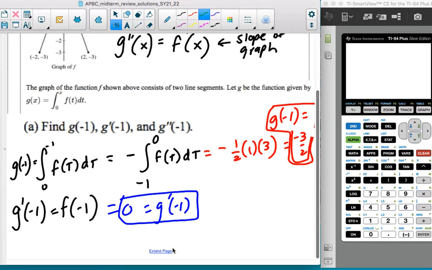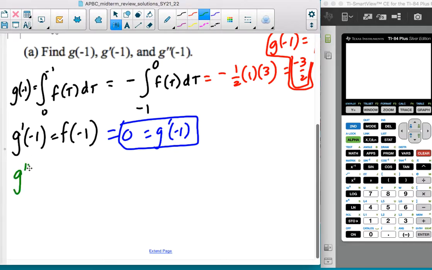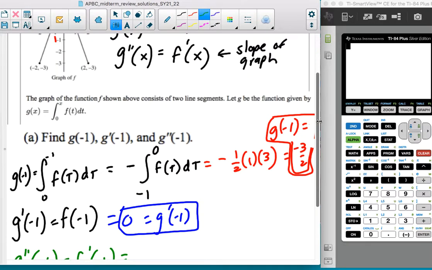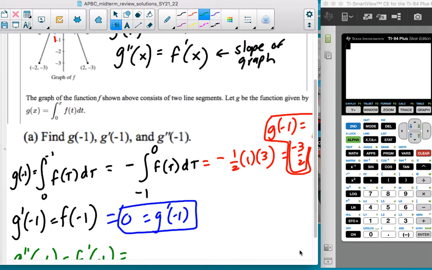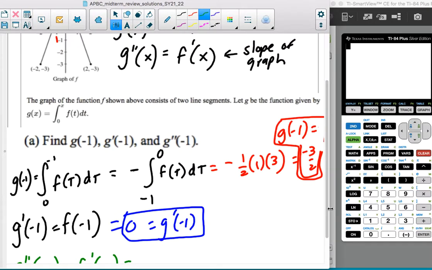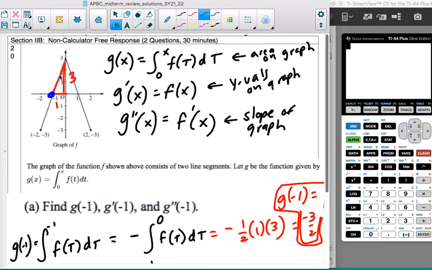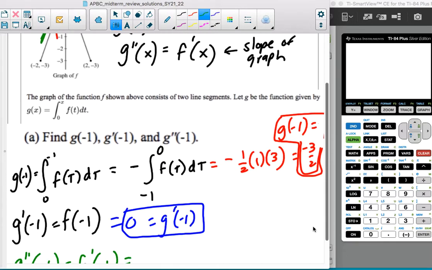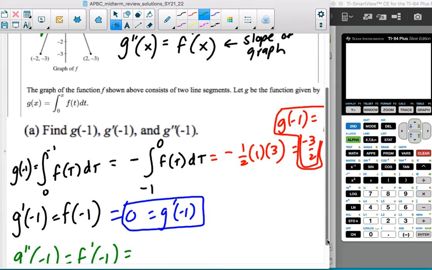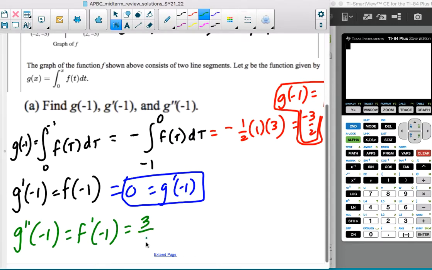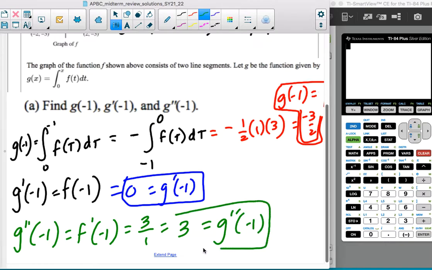And then lastly, my g double prime of -1 is going to be the same as f prime of -1. Well, because f is linear at -1, right? If you look up here, f is linear, right? The slope of this thing, if you count, it's up 3, right 1. So this slope is a positive 3 over 1, right? So my g double prime of -1 is a 3, and those are the three values that you need.